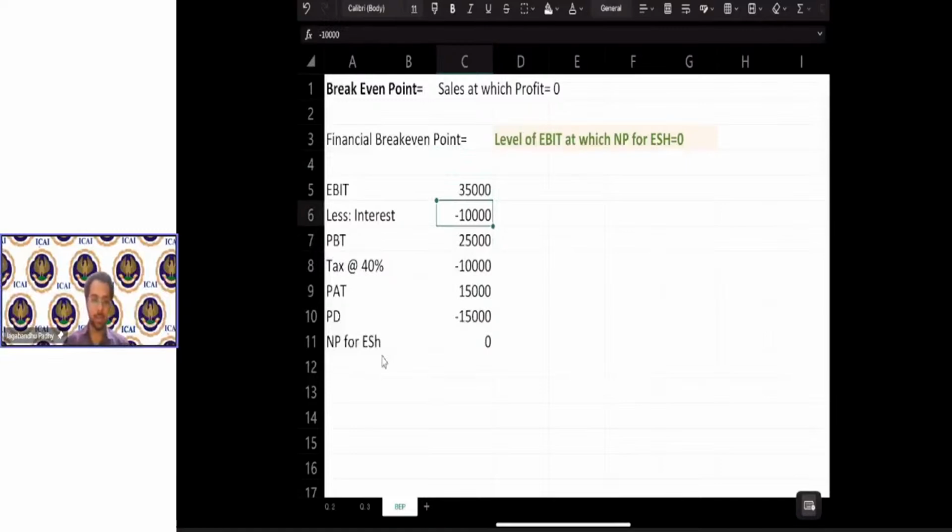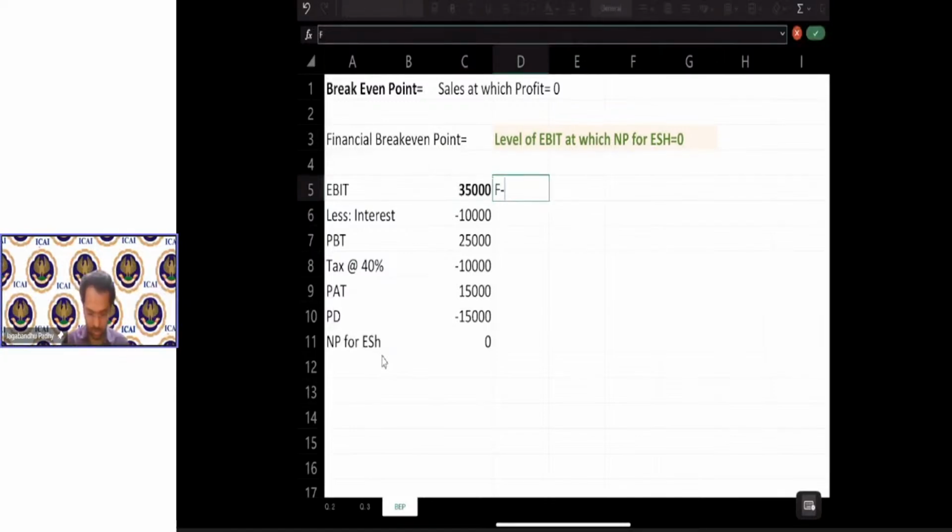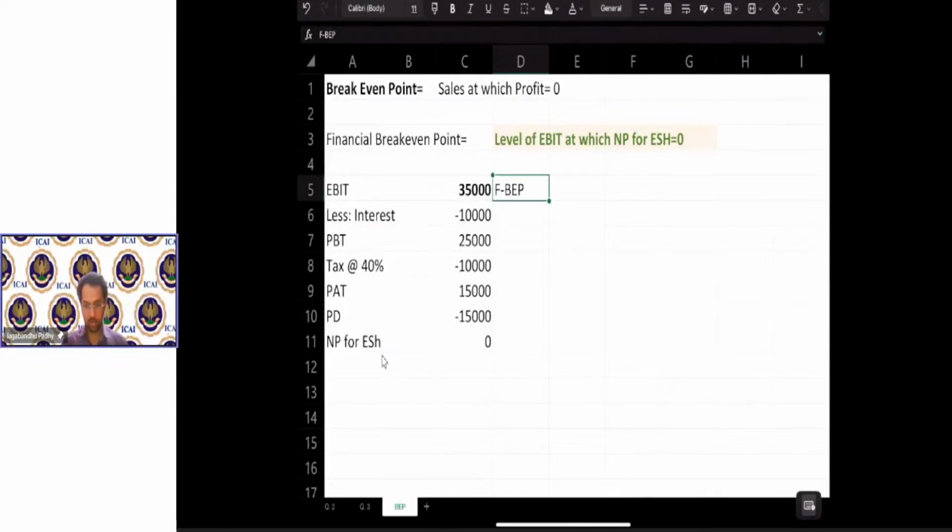So EBIT is 35 lakh, interest, PBT, tax, PAT, and then preference dividend. So we have the net profit for equity shareholders as zero. Okay. So we have this full schedule available with us. So here we can say that 35,000 is essentially the break even point, or this is your financial break even point, because that is causing you to have a net profit for equity shareholders of zero.